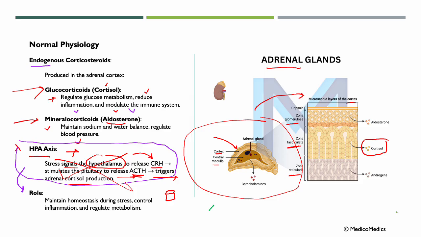Now, a little clinical pearl here. Chronic use of exogenous corticosteroids, meaning from medication, can actually lead to suppression of this HPA axis because the body detects sufficient glucocorticoid levels and then reduces endogenous cortisol production. This is why tapering off steroids is so important. It's to allow the adrenal glands time to resume normal function and to prevent adrenal insufficiency.